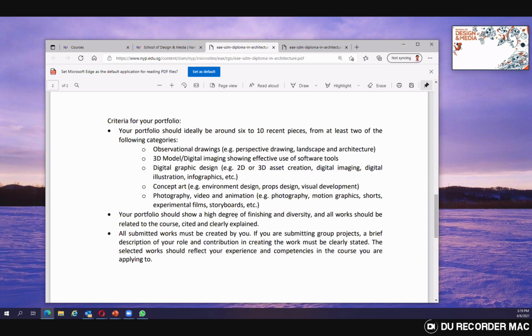So we have to see your talents, because when students come to us, we rank them according to what we have seen. So your portfolio, if you don't put the good work inside, then your rank will be lower.